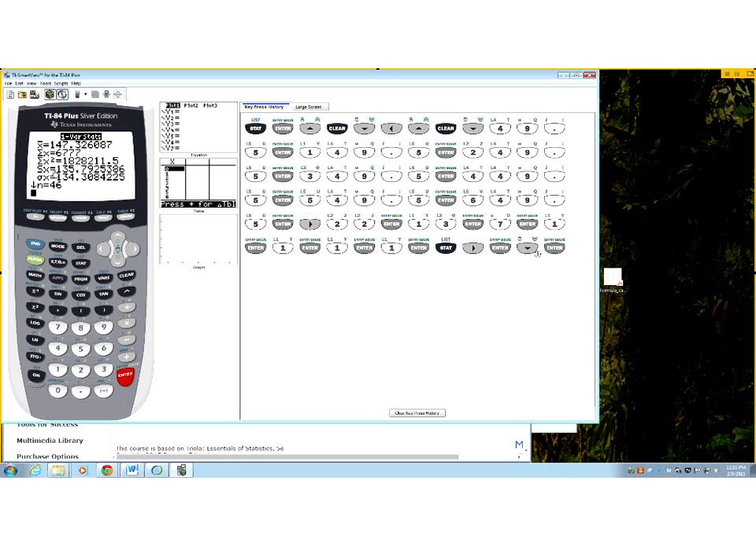And there I have the mean, and I'll have a standard deviation if I need it. If I scroll down, I also have my 5-number summary. I have the median. So if you scroll down, there's more information there.